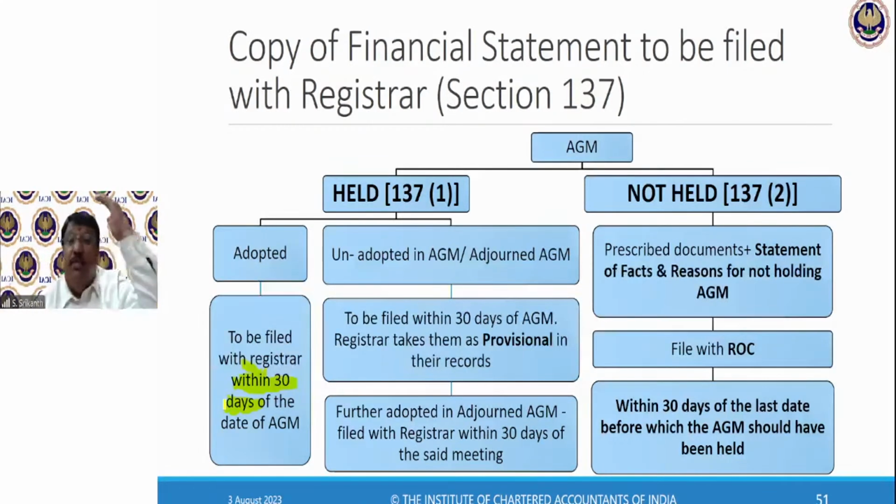AGM not held. Then the prescribed documents plus a statement of facts and the reason for not holding the AGM should be filed with the registrar within 30 days of the last date before which the AGM should have been held. Okay. So you have to file the financial statements, right?